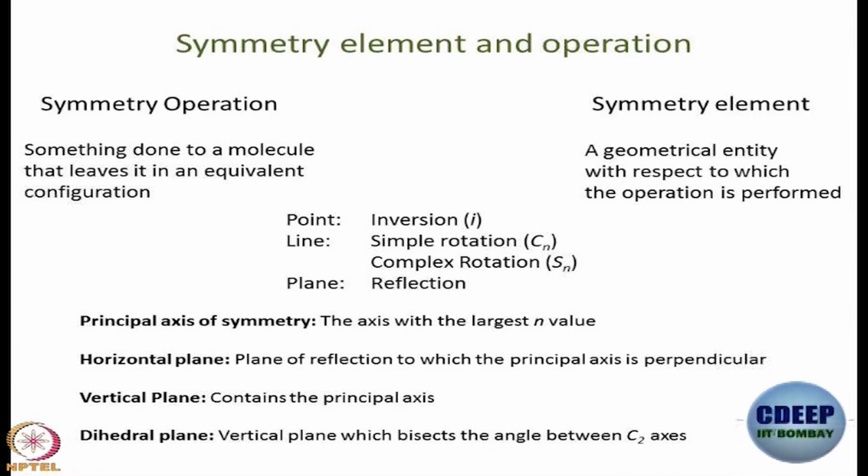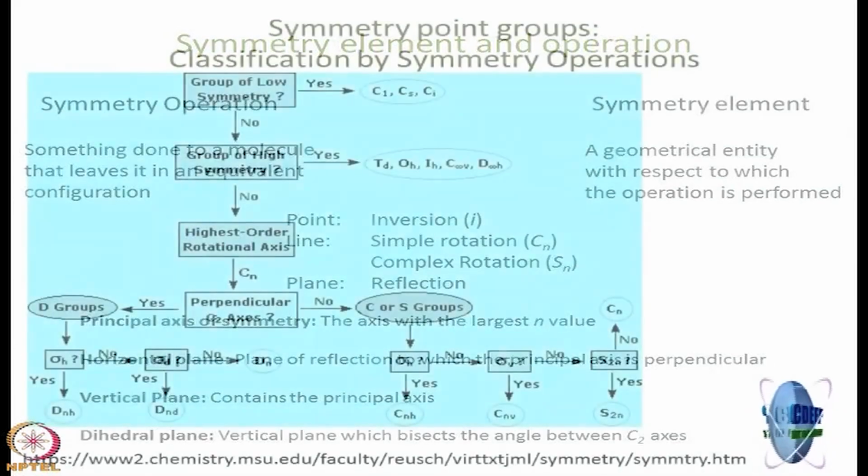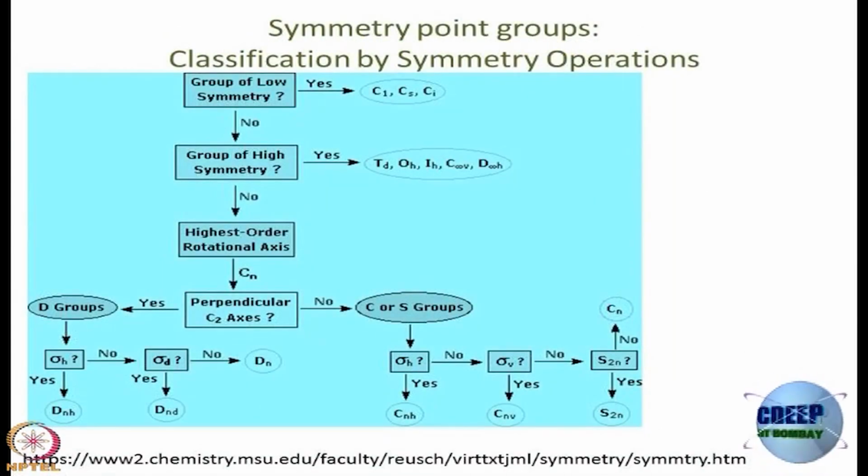And sometimes you have things called dihedral planes. Dihedral planes arise when, in addition to the principal axis of symmetry, you have C2 axis perpendicular to it and there is a vertical plane that bisects the angle between the C2 axes. By definition, they are called dihedral planes. Knowing this, we can do a symmetry classification of molecules.